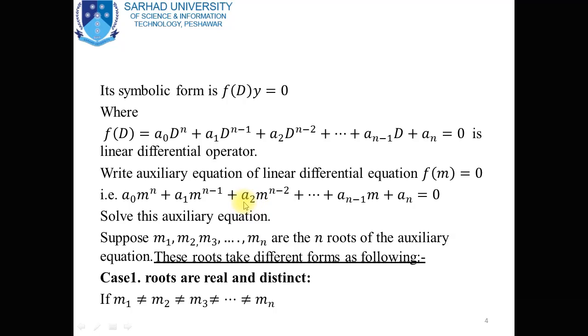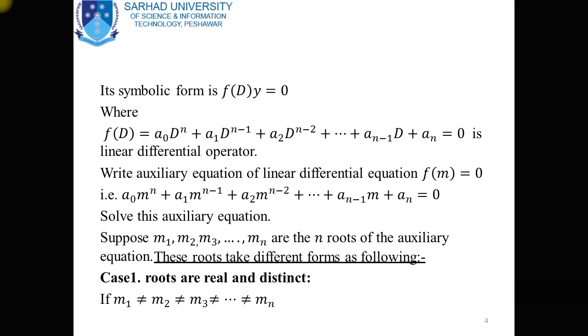Now the question arises: how do we find the roots for this linear differential equation of higher order? These roots take different forms as follows. Number 1, if the roots are real and distinct. Number 2, if the roots are real and repeated.